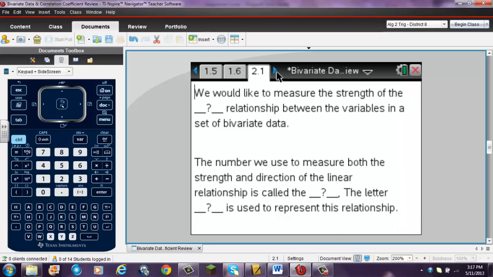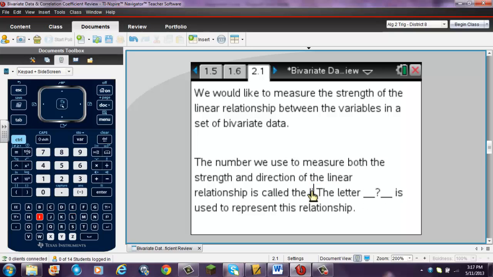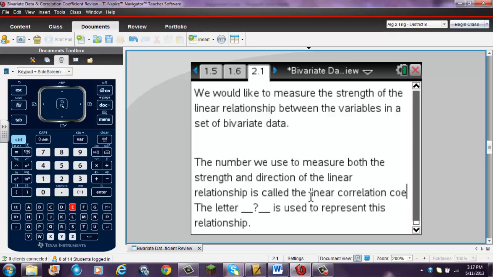Page 1-1. We would like to measure the strength of the linear relationship between the variables in a set of bivariate data. The number we use to measure both the strength and direction of the linear relationship is called the linear correlation coefficient. The letter R is used to represent that relationship. And again, this is review from way early in the year when we started talking about functions and linear functions.